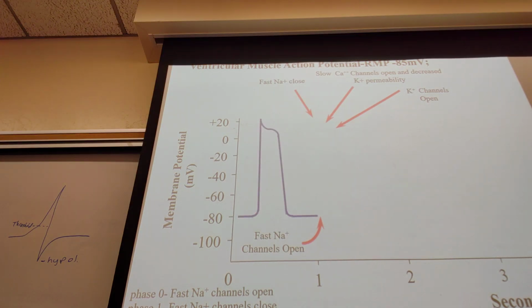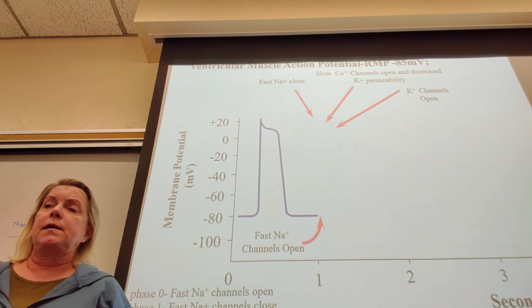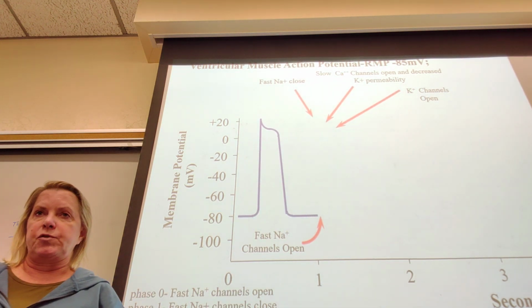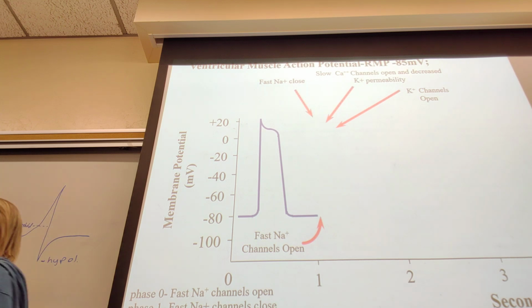So before I send you on a break, because it is almost time for you to have a break, let's get through a couple more slides. Here is the action potential profile of a contractile cell. It does have a stable resting membrane potential. It has 5 different phases numbered 0 through 4.